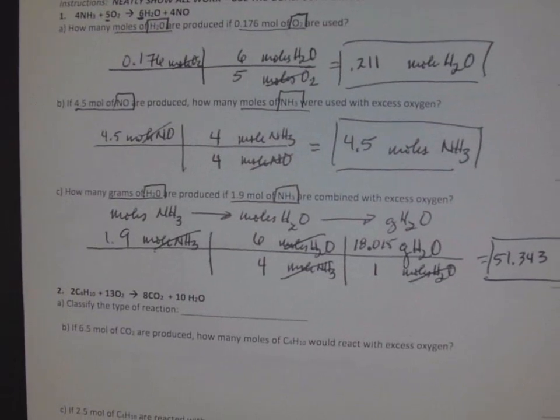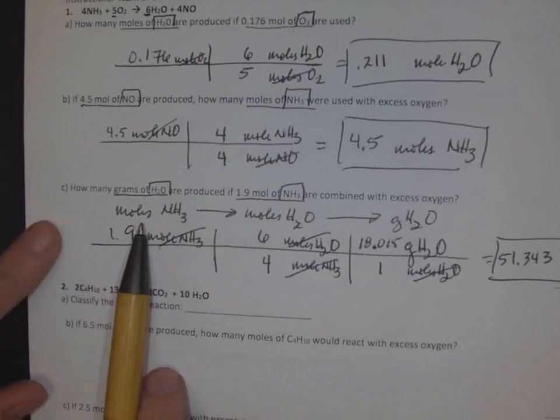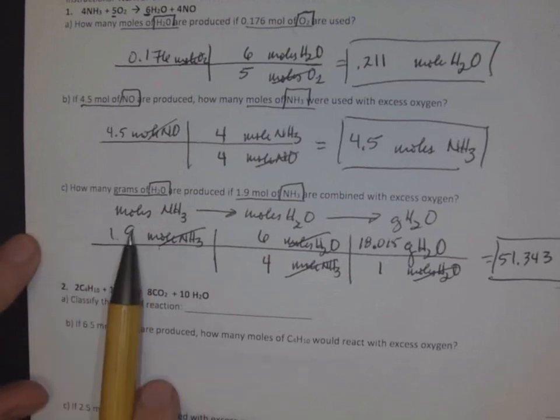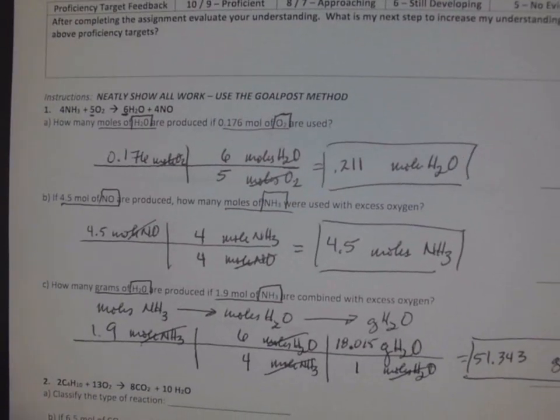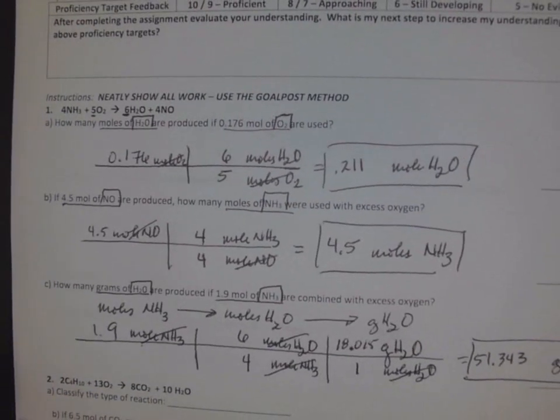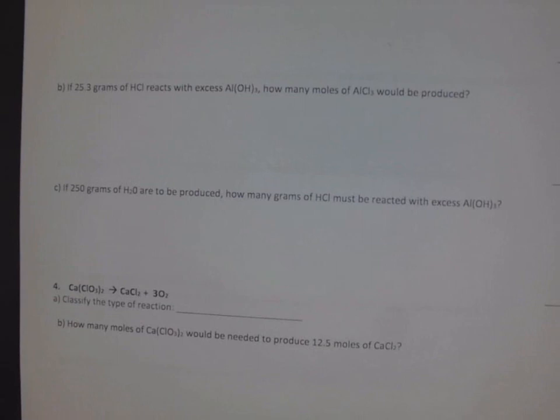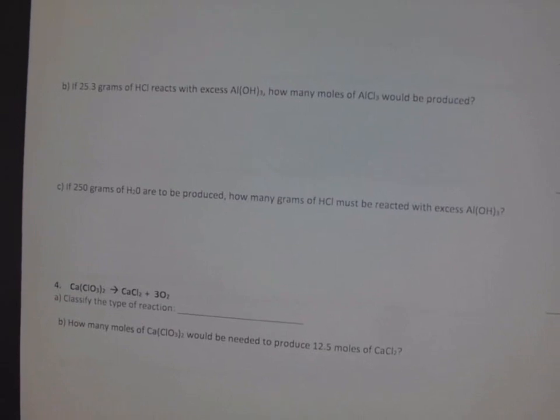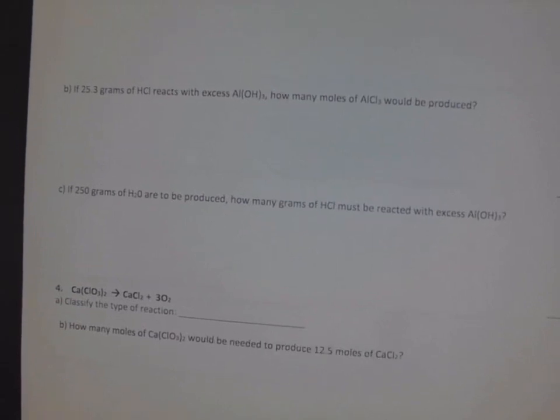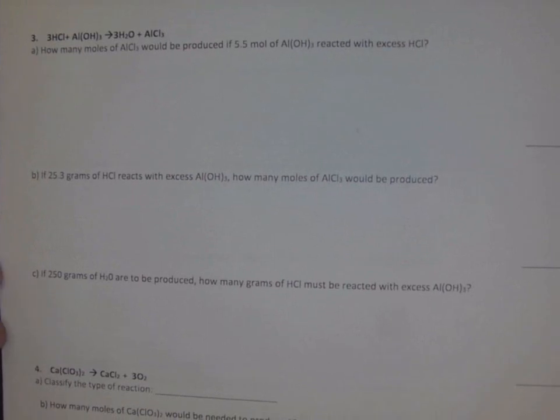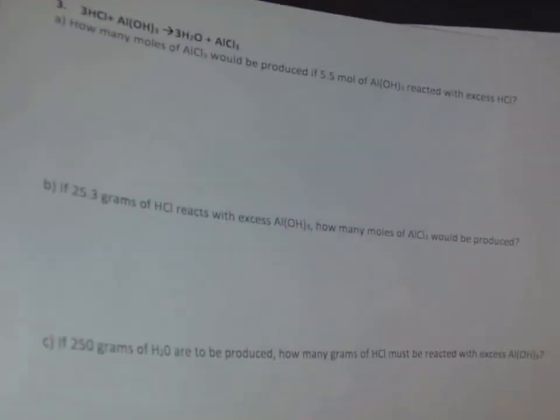Okay, there's one more version of this goalpost where instead of starting with moles, it starts with grams. So we go grams to moles to moles to grams. And let's see if we can find a good example of that one. Okay, we're going to do number 3 together, and then I bet you'll have enough info and enough practice to be able to do the rest of this.